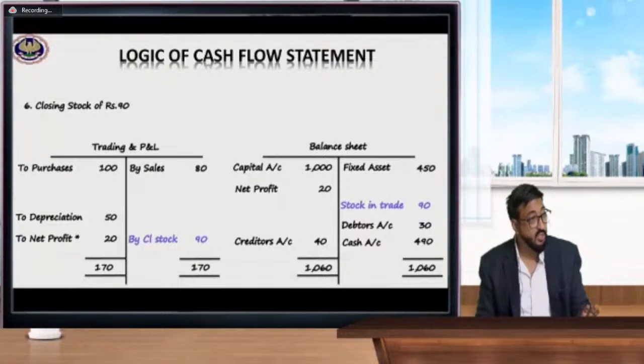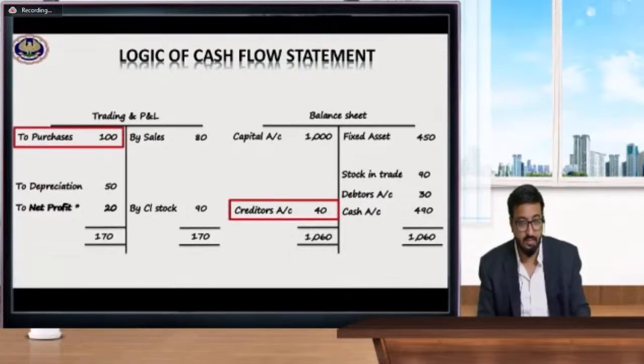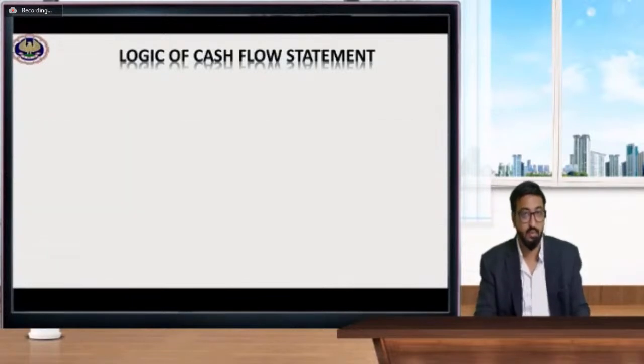So till now it's okay, beta. Very easy. Now tell me first item. First item of trading is purchases. Which is the related account with purchases? Creditors. So let's start with logic of cash flow statement. Purchases and creditors. We are interested in creditors account. So see, I will prepare creditors account.